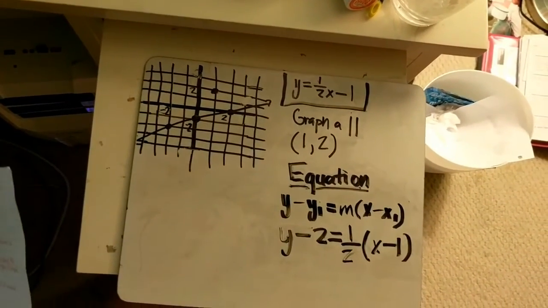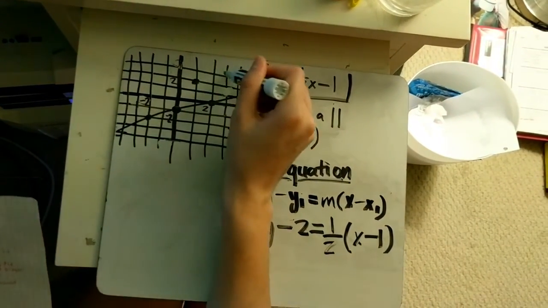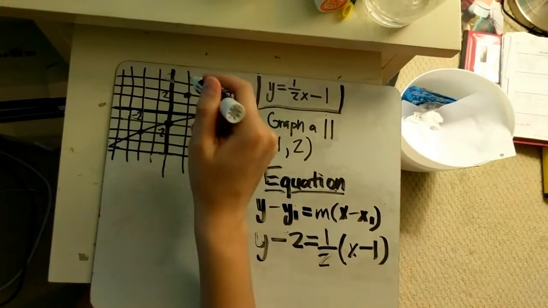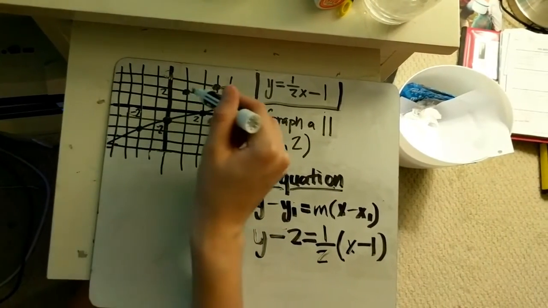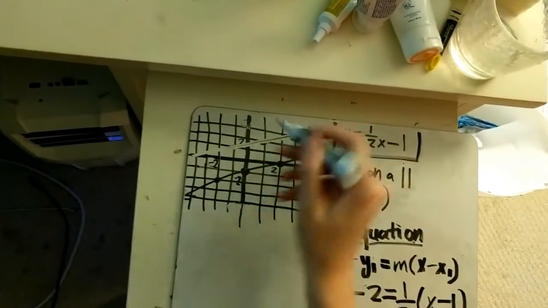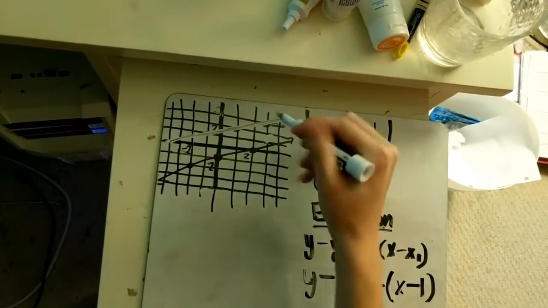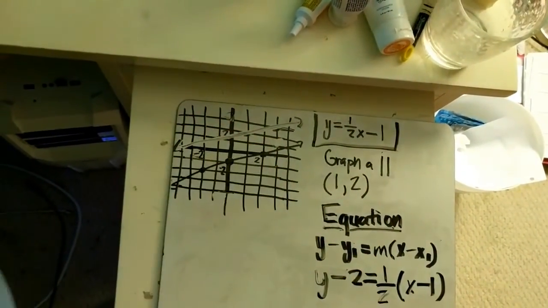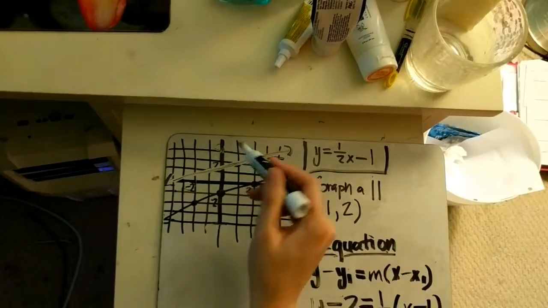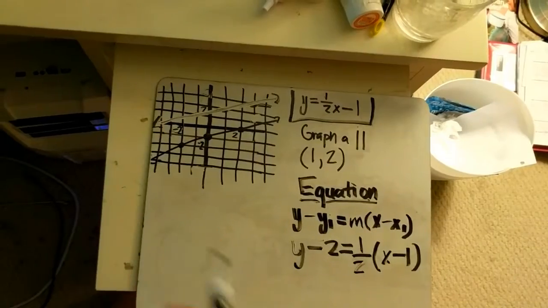So I'll just delete that. We would go up 1 and over 2. That would be our next point. Our third point will be going down 1 and over 2 from (1, 2). Then we would draw our line. Draw that line a little better. As you can see, it's parallel. How we did this is we used the rise over run method: up 1 and over 2, and down 1 and over 2, to get our points.